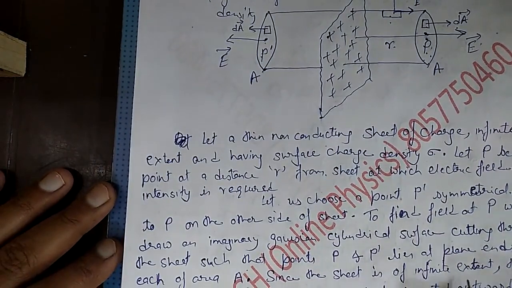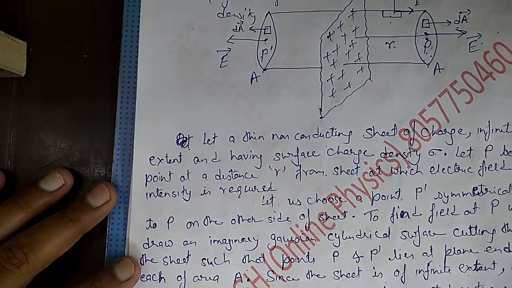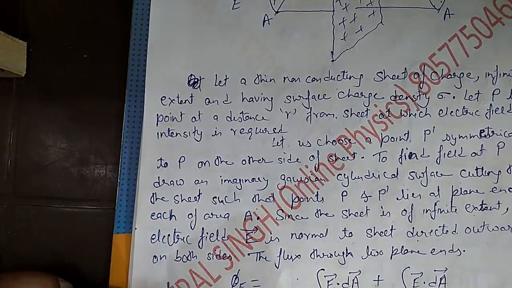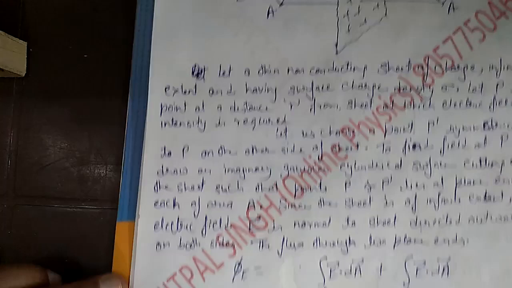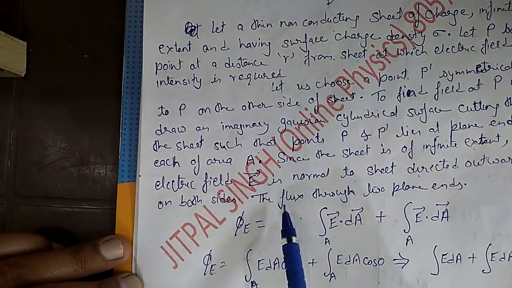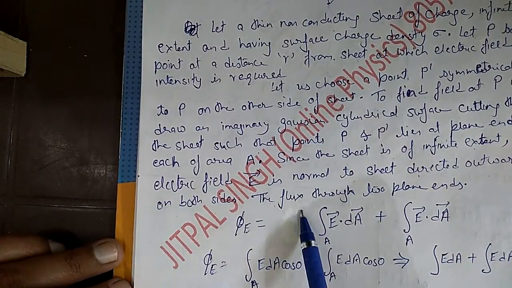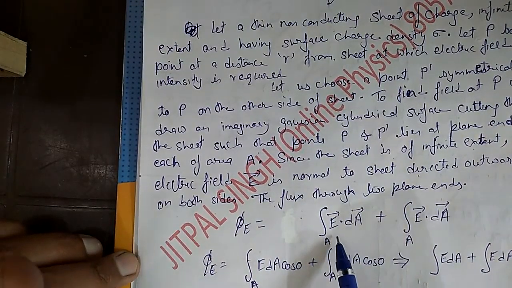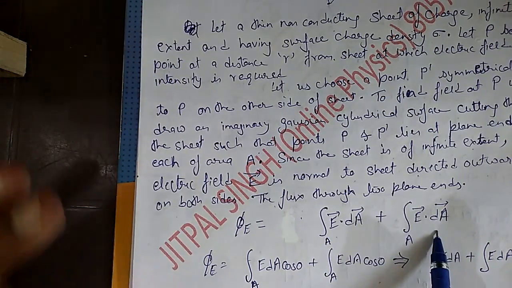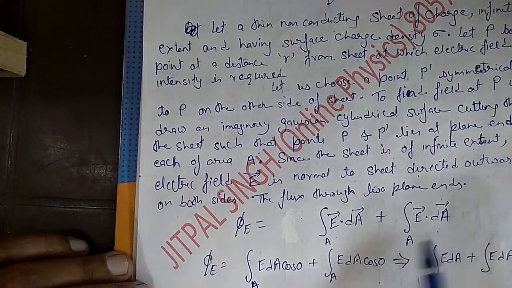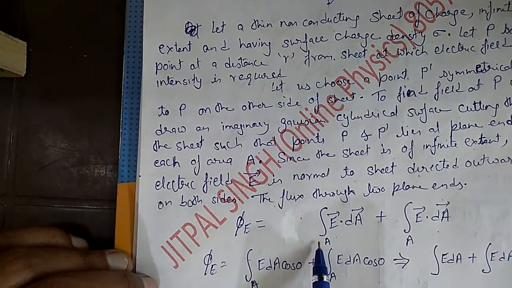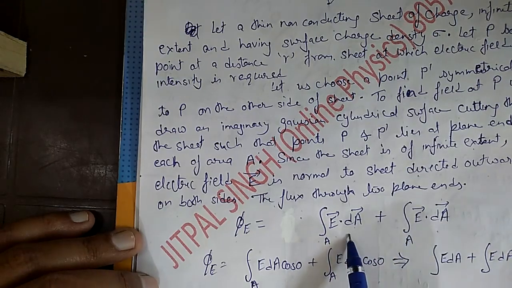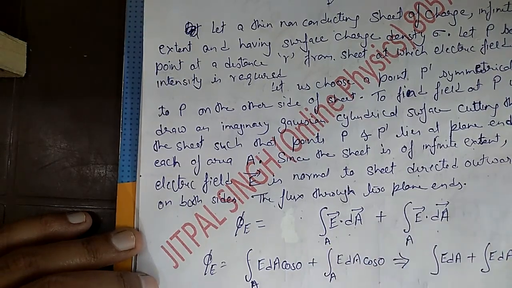Now since the sheet is of infinite extent, the electric field E is normal to the sheet directed outwards on both sides. Now here the flux through two plane ends. Remember, for point P and P dash, value of area is same. So we'll take phi suffix E equal to surface integral E dot dA plus surface integral E dot dA. First is for P, second is for P dash.